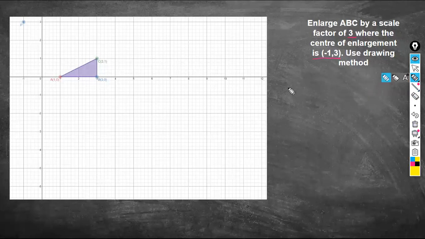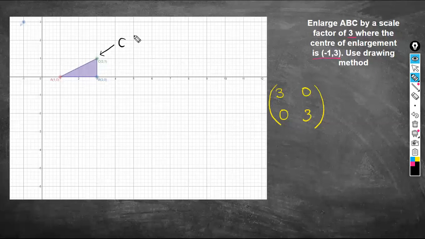Anybody can tell me, if I ask you to use the matrix method, the values that will go into the matrix? It's k, 0, 0, k, right? So it's 3, 0, 0, 3. Everybody agrees with that? That's the matrix we have to use. And then we have to multiply each point by this matrix.